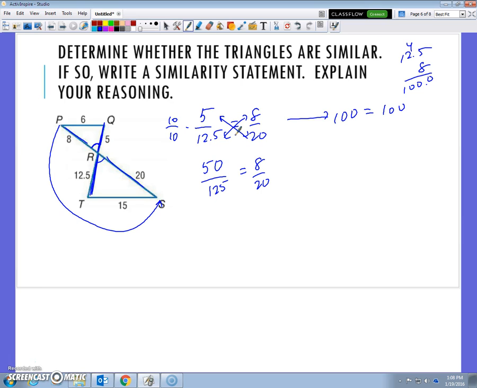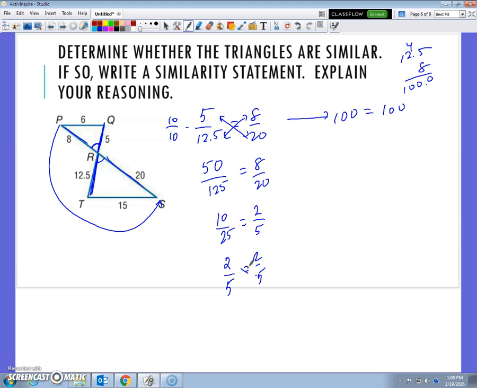I know 5 goes into 50, 10 times, and into 125, 25 times. I know 8/20 reduces to, if I divide both by 4, 2/5, and once again I can reduce to 2/5 over here as well. So 2/5 equals 2/5. That would be fine. As you can see, their cross products would be equal as well.